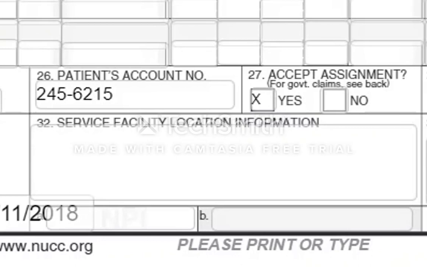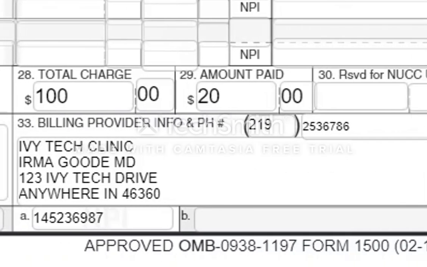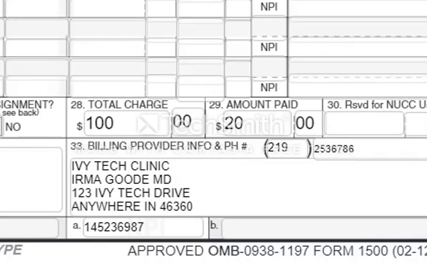And then block 32, this would be if we have, once again, if the facility is different than the billing facility. So if the patient was in the hospital. However, in this case, we are using the office. So once again, we will leave that blank and move over to block 33, which will be the clinic's information. Don't forget to put in that NPI number for that clinic. It is different than the physician's.